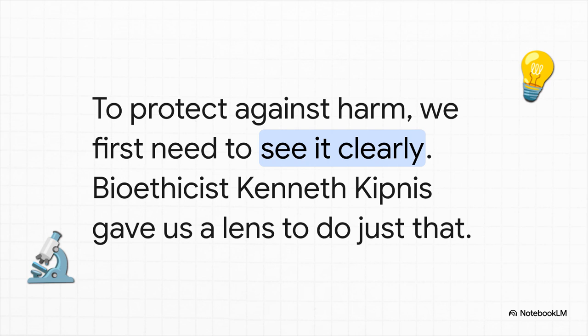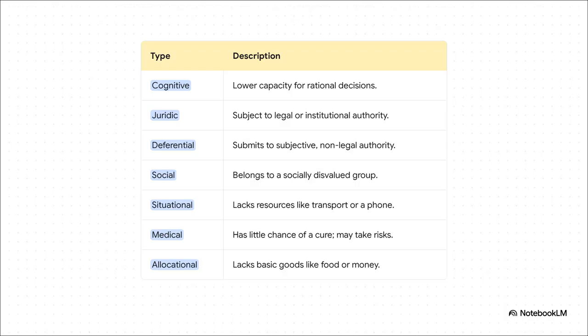A bioethicist named Kenneth Kipnis developed something he called a bioethical taxonomy, which sounds kind of academic, I know. But just think of it as a powerful lens. It's a tool that helps us diagnose the different facets of vulnerability so we can actually know what we're dealing with. And here it is.